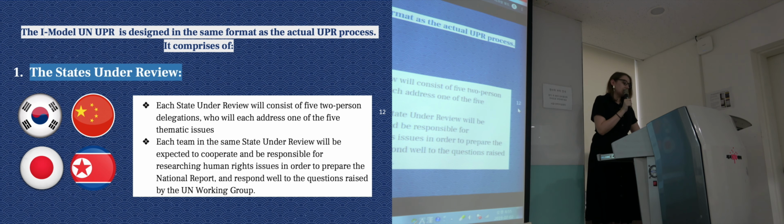So each state under review consists of two-person team delegations who are to address one of the 5 thematic issues: either the rights of persons with disability, the rights of the child, women's rights, technology and the right to privacy, or the rights of prisoners and detainees. Although each team will have their own thematic issue to address, the teams within the same state under review will be expected to cooperate with the other teams and work together in order to prepare the national report, which I'll talk more about later, and respond well to the questions raised by the recommending states within the UN Working Group.